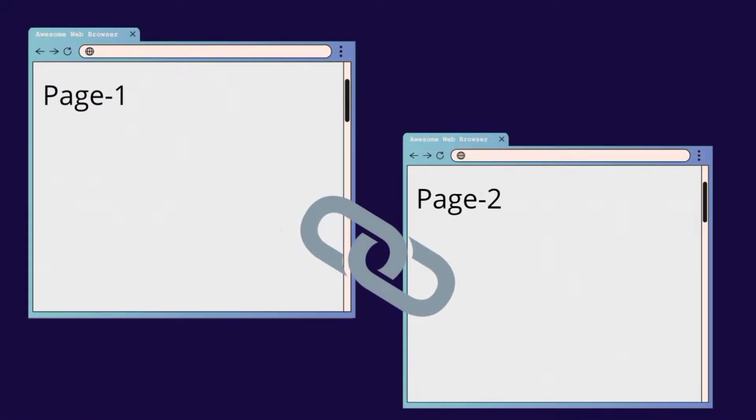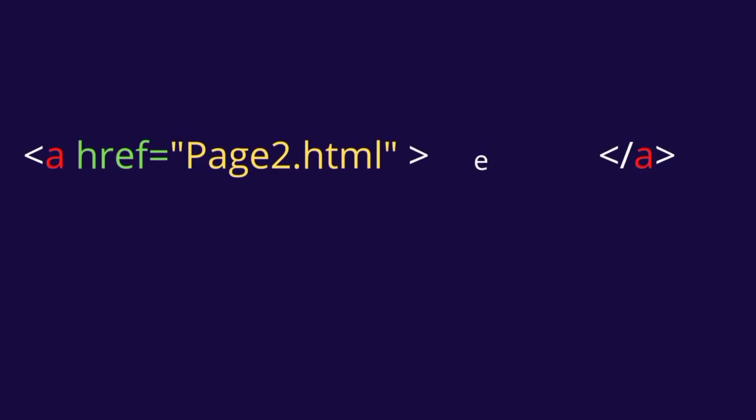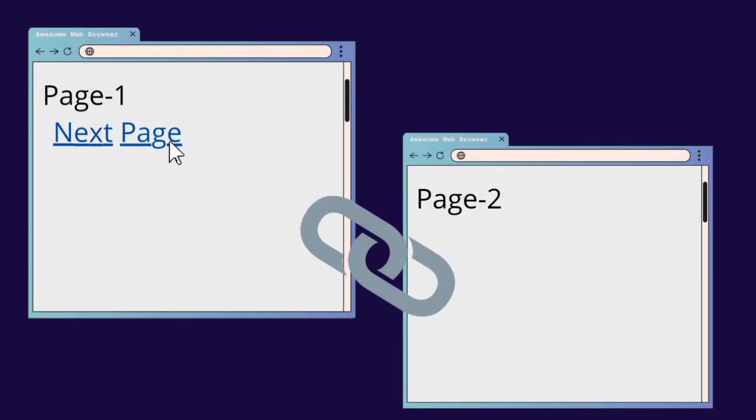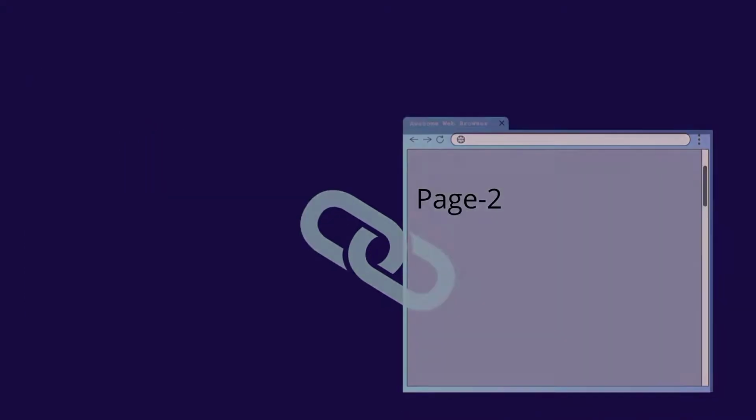Now let's talk about anchor tags. Suppose we have two pages, page 1 and page 2. How can we link them? We can link them by using the anchor tag. We have an href where we have to pass the address. By clicking the text between the anchor tags, we can directly navigate to that page.